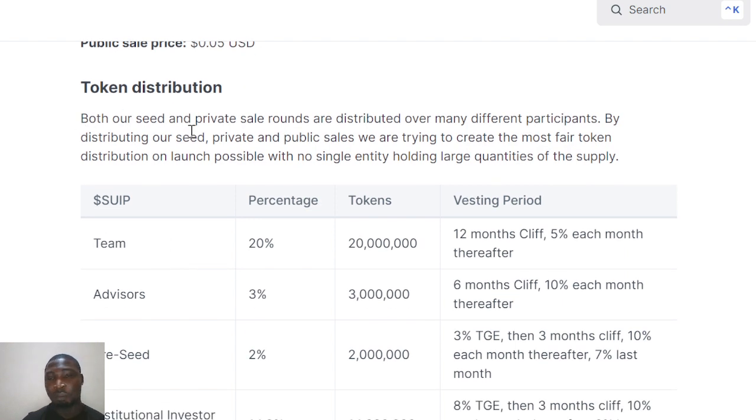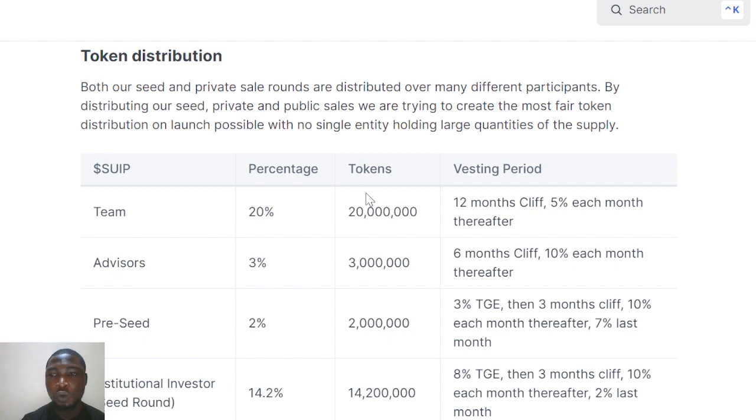You can see both the seed and private sale rounds are distributed over many different participants. By distributing their seed, private and public sales, they are trying to create the most fair token distribution on launch possible, with no single entity holding a large quantity of the supply. That means the reason they're distributing this is that no single individual, not the owner of the project, not the developer, has a larger percent of the project. Everybody has a percentage, which might vary from each other, but nobody has a single entity's control over the whole supply of the project.